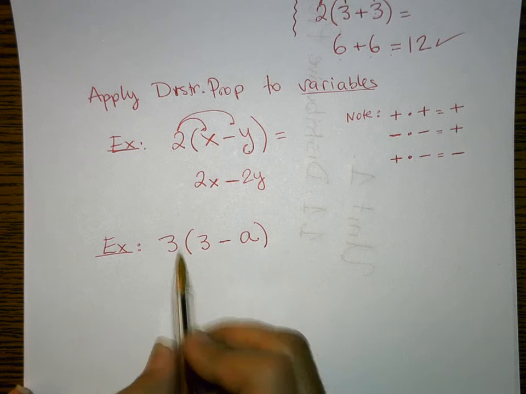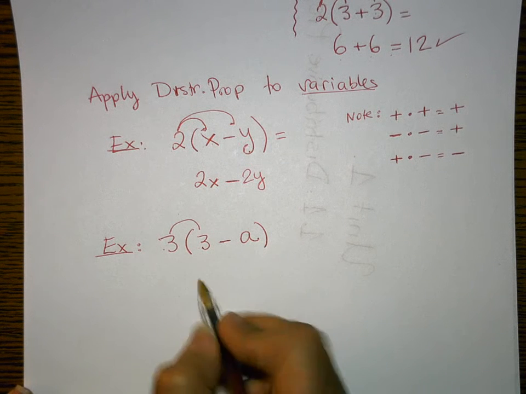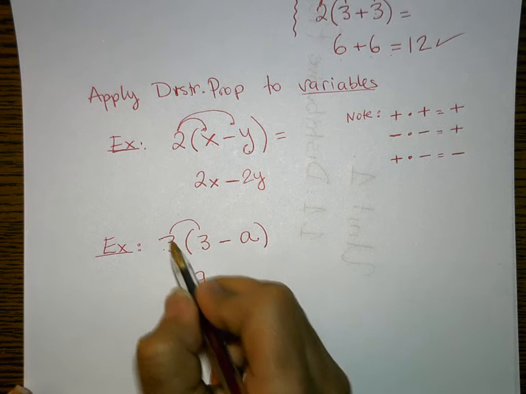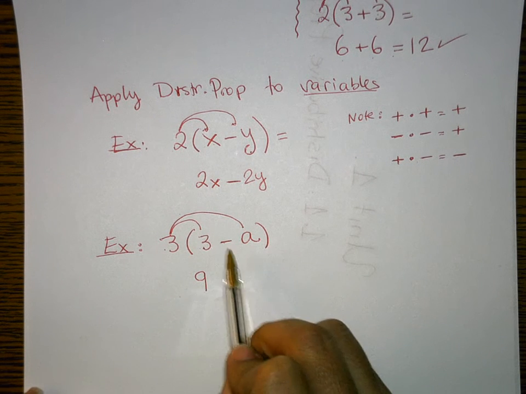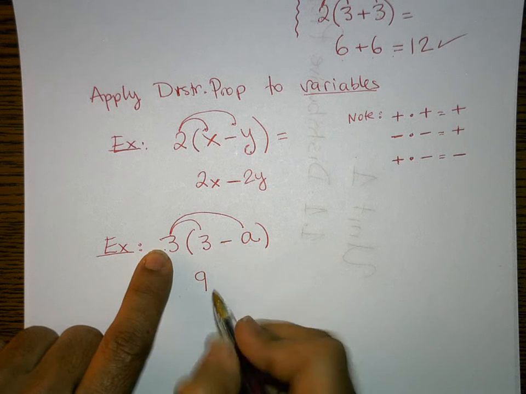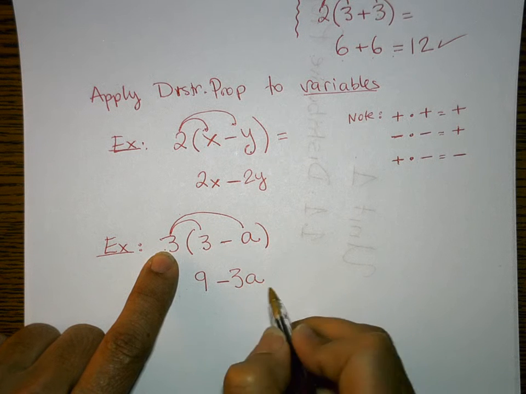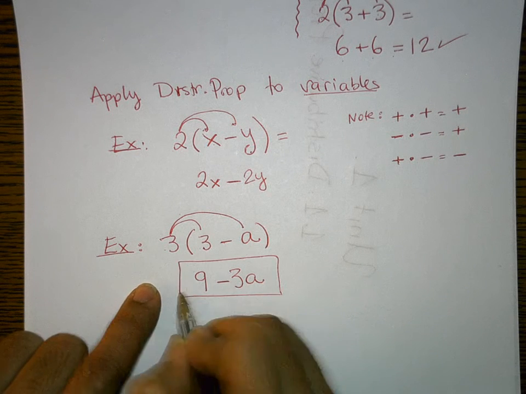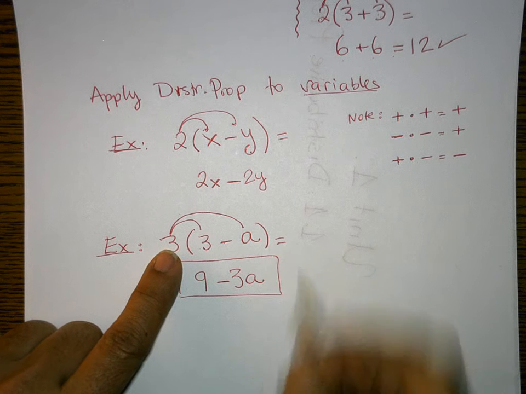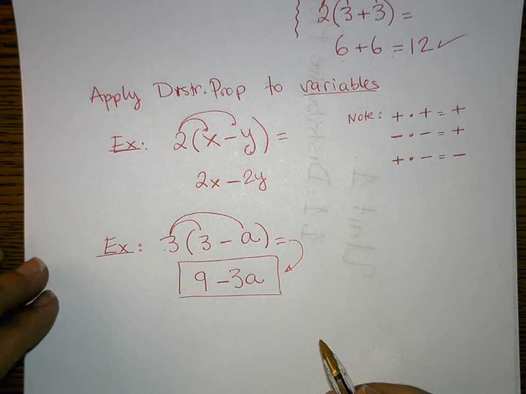So let's see. 3 times 3, they're both positive. 3 times 3 is 9. And 3 times an a, but that's a negative a, okay? Positive times negative, different, we get a minus. And 3 times a is negative 3a. So that's the answer right here for this multiplication, okay? So that is the distributive property we're going to be using here in the worksheet 1.1 for distributive property.